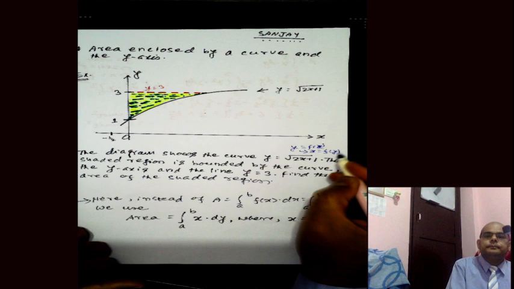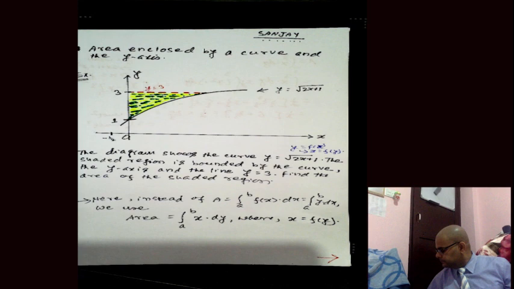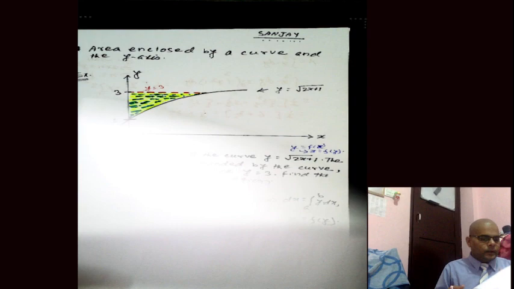The diagram shows the curve y equals root of 2x plus 1. The shaded region is bounded by the curve, the y axis, not the x axis in this case, and the line y equals 3. Find the area of this shaded region. So in order to do so, we take this function actually. So area in this case is not f(x) dx, but it is f(y) dy, that is x dy, between the range of values of y from 1 to 3.